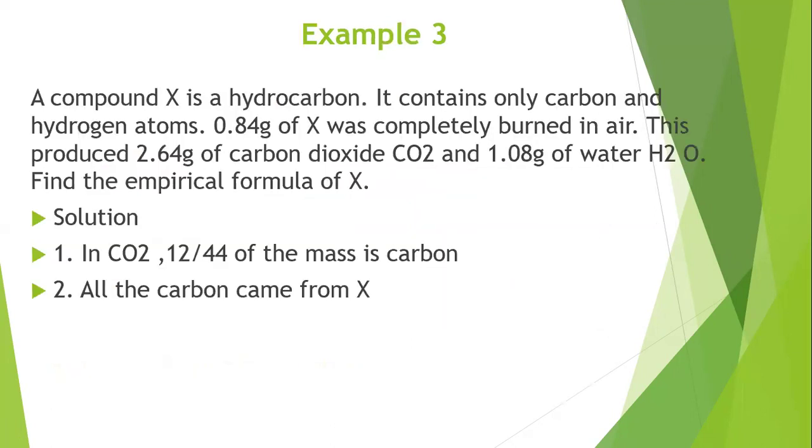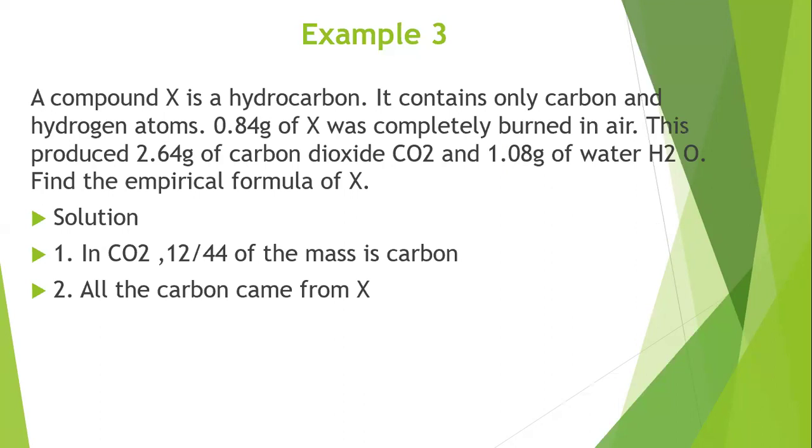Last but not least, the last example, example 3. A compound X is a hydrocarbon. It contains only carbon and hydrogen atoms. Now, 0.84 gram of X was completely burnt in air. This produced 2.64 gram of carbon dioxide, that is CO2, and 1.08 gram of water, that is H2O. Now, we are required to find the empirical formula of X.